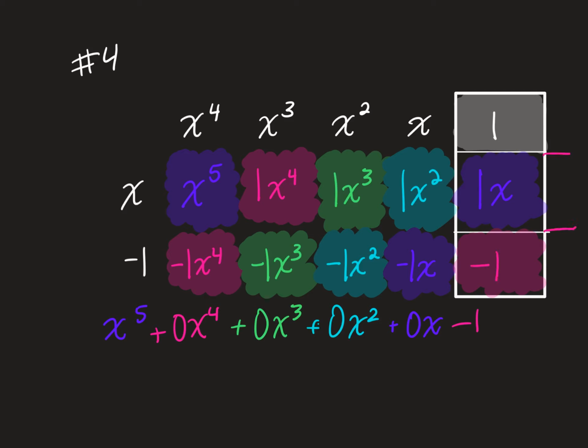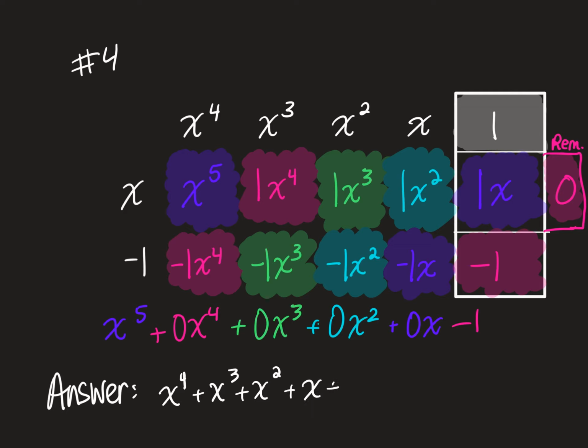And then our remainder box is here. I don't have it written down, but we have a spot for the remainder here. And we ask ourselves, what is it that we would add to negative 1 to get negative 1? And we would just have to add 0, so there is no remainder. So once again, don't forget to write your answer out. My answer is whatever's in this row followed by a remainder if there is one. So my answer is going to be x to the fourth plus x cubed plus x squared plus x plus 1.